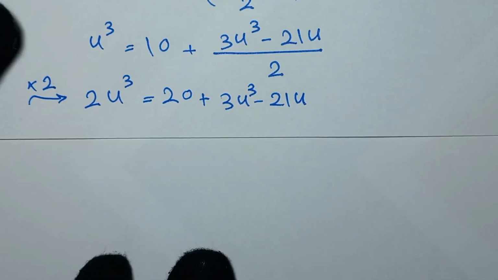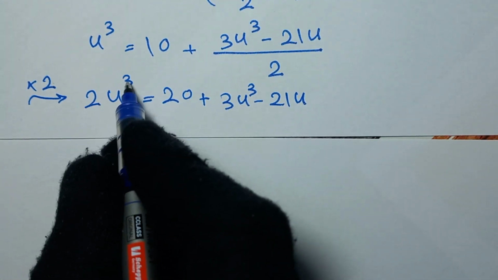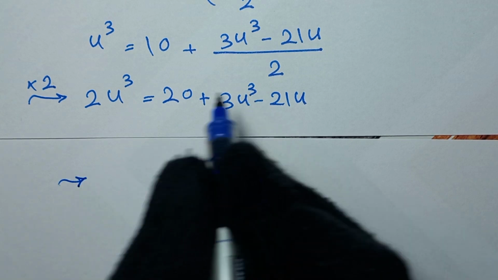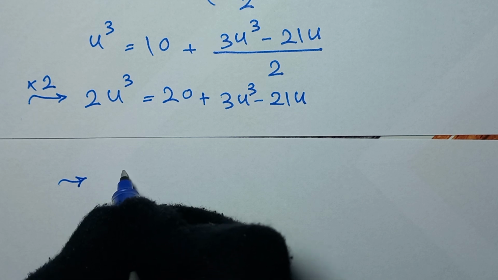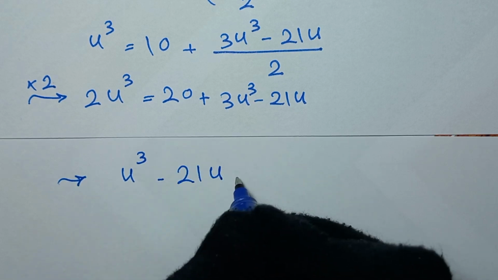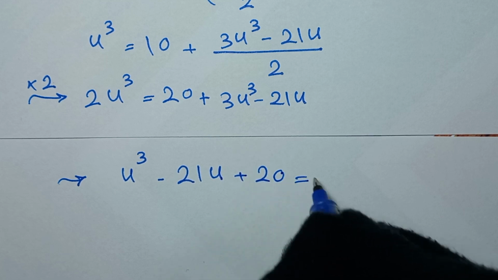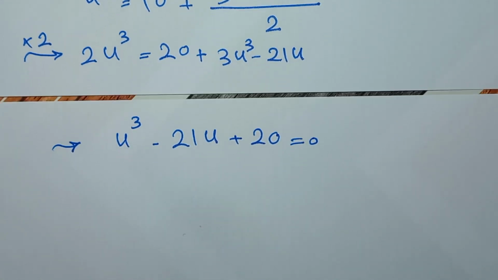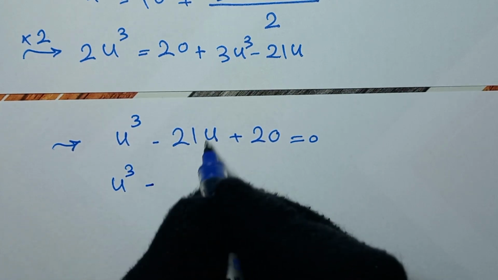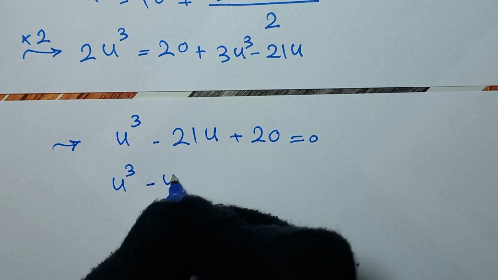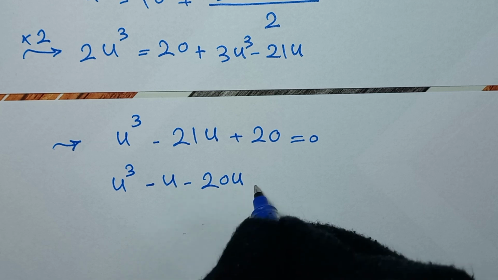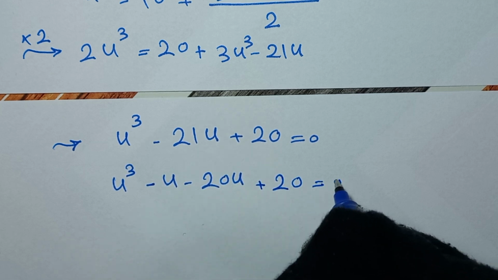And in the next step, we take this 2u cubed to this side, and here we have 3u cubed minus 2u cubed, it will be u cubed, right? And minus 21u and plus 20 is equal to 0. And in the next step, we write this u cubed minus 21u, and we can write negative 21u as minus u minus 20u, right? It will be negative 21u, and plus this 20 is equal to 0.